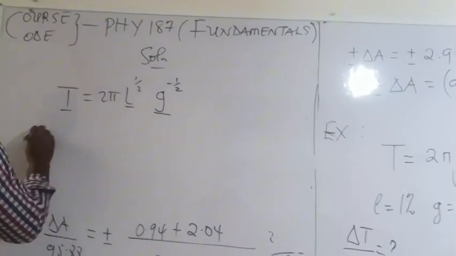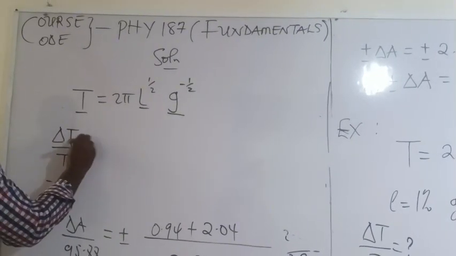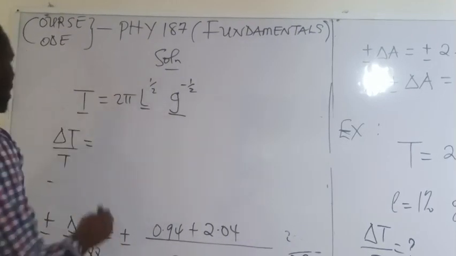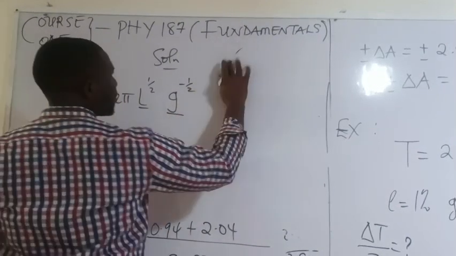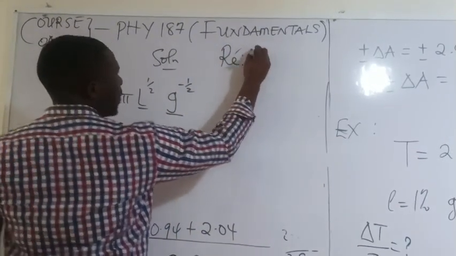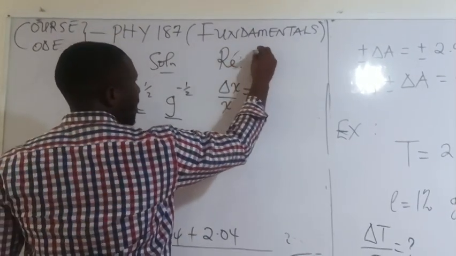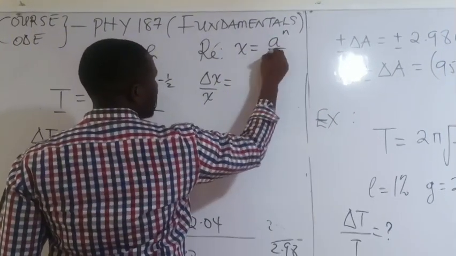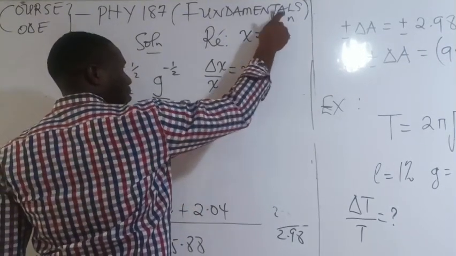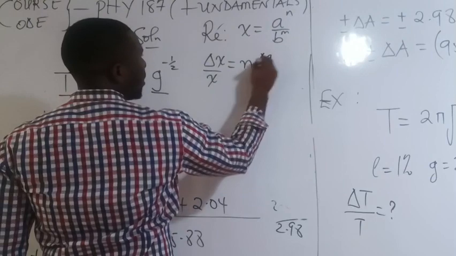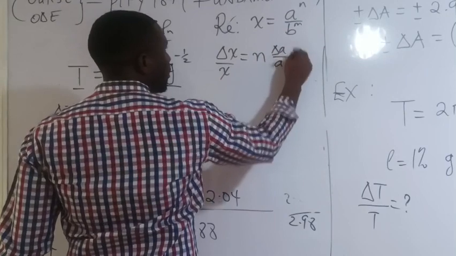So clearly, to find the fractional or the relative error in the time period, if you recall, the fractional error in x, when x is a raised to power n divided by b raised to power m, we figured out that this will be the power n, that's the power of the first quantity, times the fractional error in this quantity. Then we'll stick in the plus.